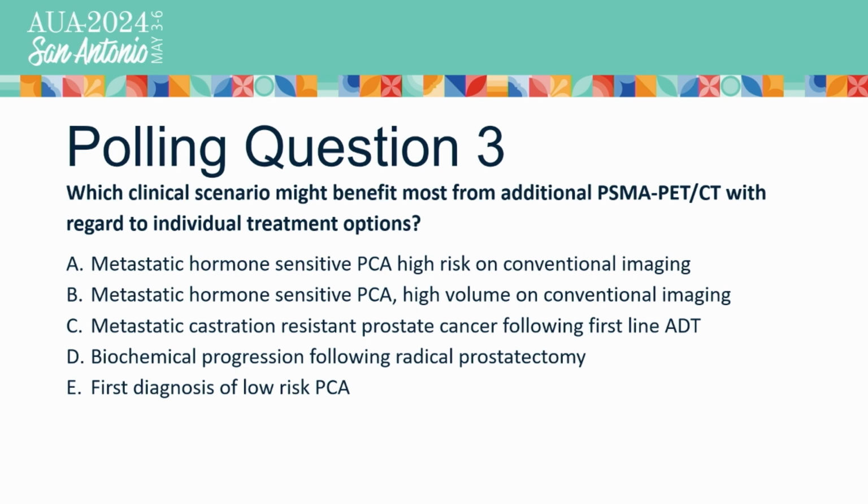Next question is, which clinical scenario might benefit most from an additional PSMA PET CT scan with regard to individual treatment options? Would it be metastatic hormone-sensitive prostate cancer, high risk on conventional imaging? Is it metastatic hormone-sensitive prostate cancer, high volume on conventional imaging? Metastatic castration-resistant prostate cancer following first-line ADT? Biochemical progression following radical prostatectomy, or is it the first diagnosis of low-risk prostate cancer?